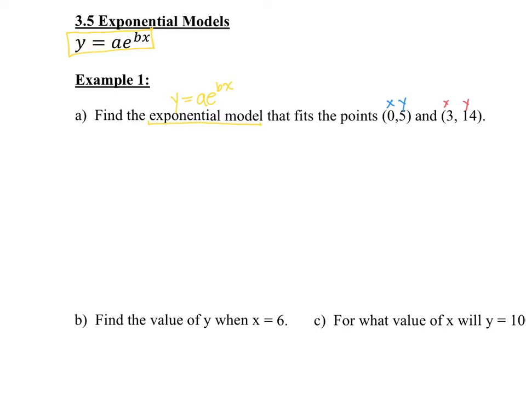If one of the ordered pairs has a 0, I'm going to plug that one in first. I'll show you why in a second, but it will help you solve the problem faster. Okay, so I'm going to plug (0, 5) in first. So it's y equals a e to the bx. So y is 5, a e to the b times x. What's x? x is 0.